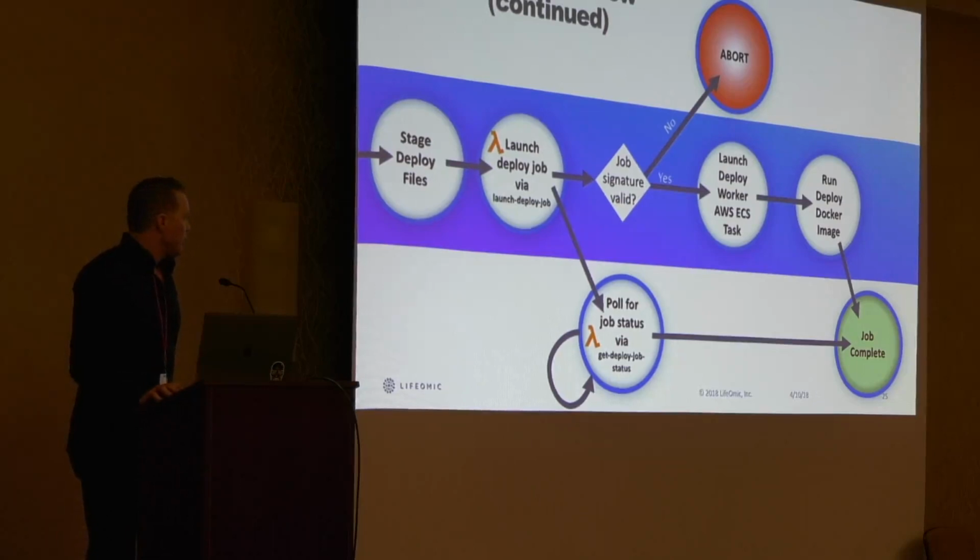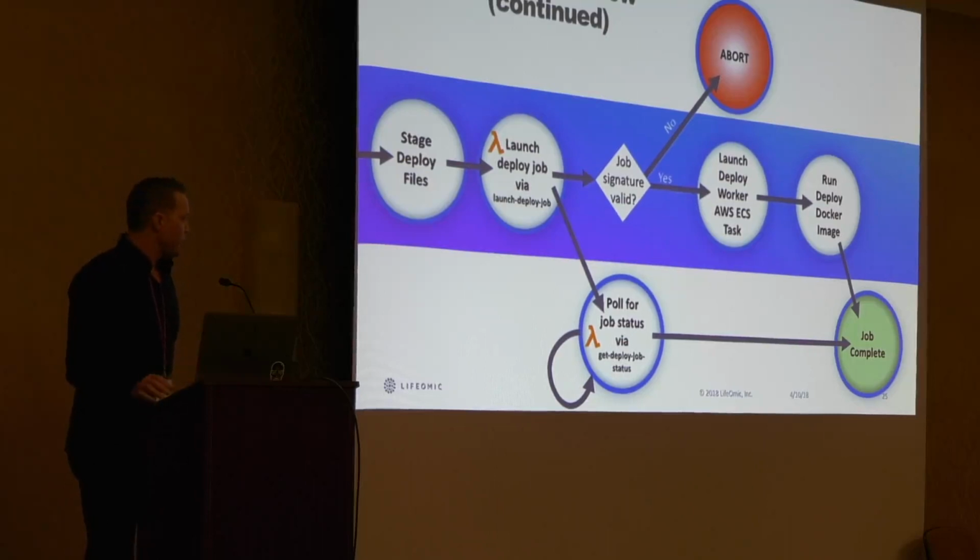The Lambda function, once it gets that invocation, verifies the signature. If the signature is valid, then it moves on to the next step of launching the deploy worker in our ECS cluster, which is like Kubernetes. If the deploy signature is not valid, we go to this abort state. We just kill the job and we don't allow it to run. The signature might be invalid if, say, a hacker got into your environment and figured out that they can invoke this Lambda function, but they don't know the shared secret, so that's another little extra layer of protection.